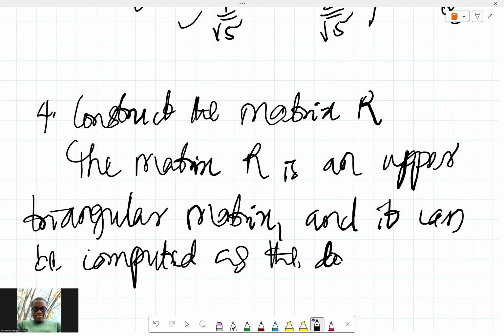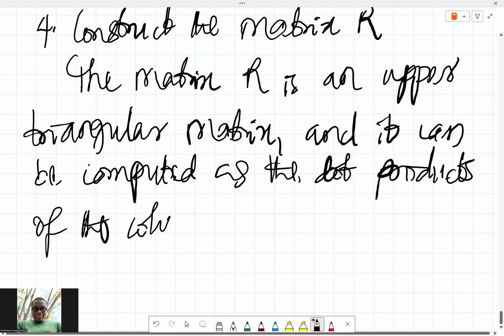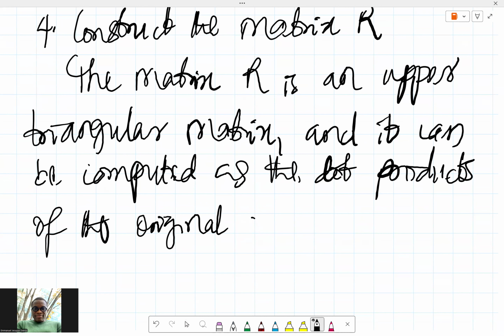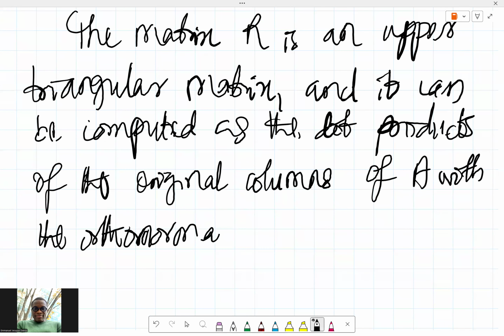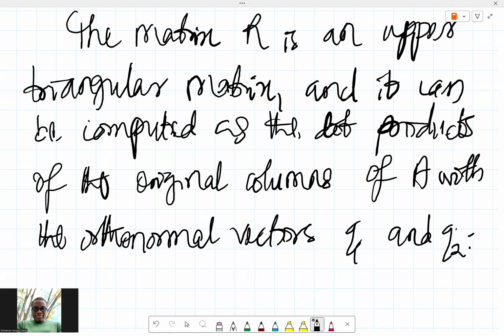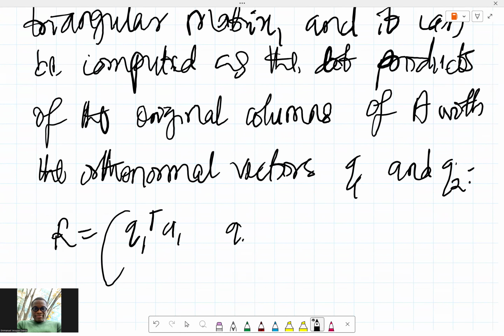As the dot products of the original columns of A with the orthogonal vectors Q1 and Q2. So we have R to be Q1 transpose A1, then Q1 transpose A2, then 0, and then Q2 transpose A2. So let's go for that.